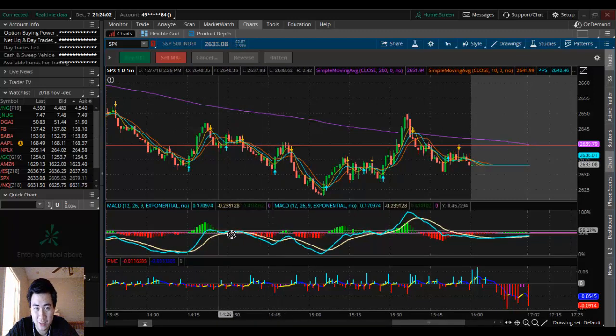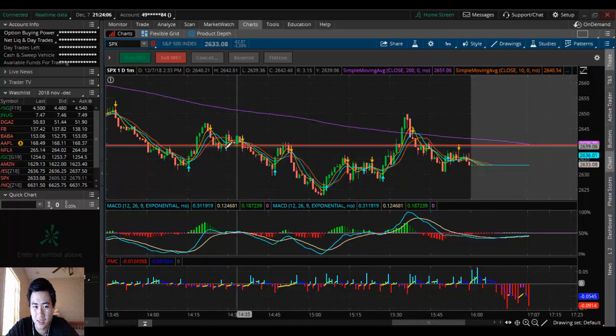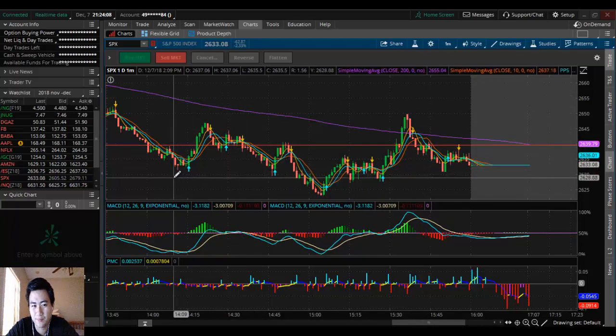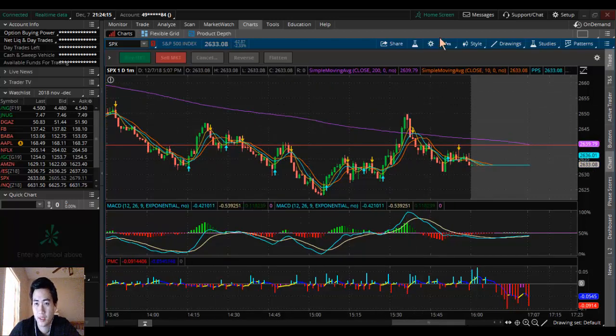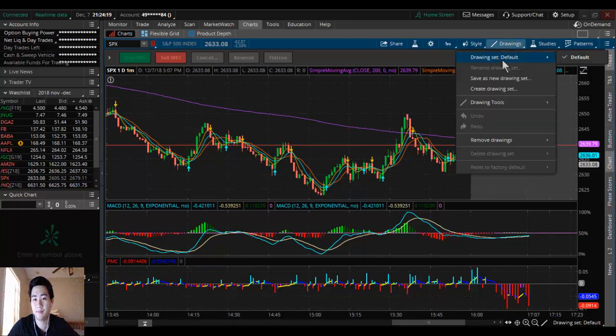So MACD on a 1 minute chart can predict, and for options, it can show you a very nice signal to see where the price is going. And I also have the PMC. It's an indicator by a guy called Persons.